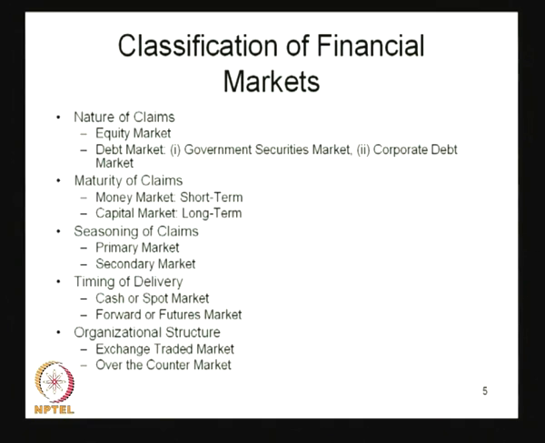In this context also the market can be categorized into two. That is why we say the market can be categorized on the basis of the seasoning of the claims. So, in the context of seasoning of the claims, the market can be categorized into two. One is defined as the primary market, another is defined as the secondary market. Basically, the concept of the primary market is that we are adding some new assets, or some new issues, to the market. That is why the other name of the primary market is the new issue market.